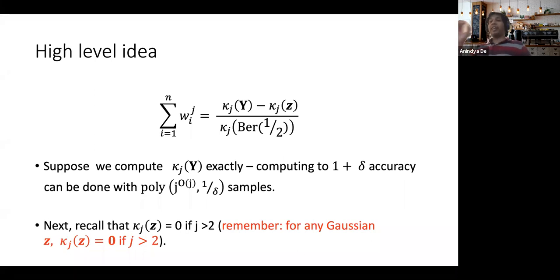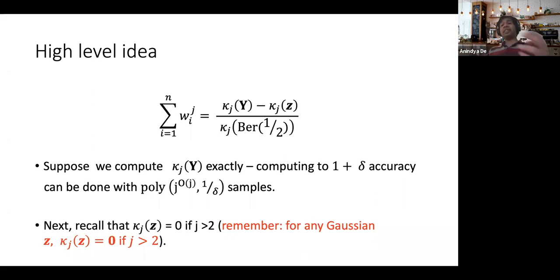I can go and calculate what the jth cumulant of Bernoulli half is. That has nothing to do with the problem at hand. I can just compute that. Y is the random variable which corresponds to the labels. So I can use samples to estimate the jth cumulant of y. I know how to estimate the jth moment of y, so the 1 to j moments. If I had them exactly, I could apply the algebraic transformation to go from moments to cumulants.